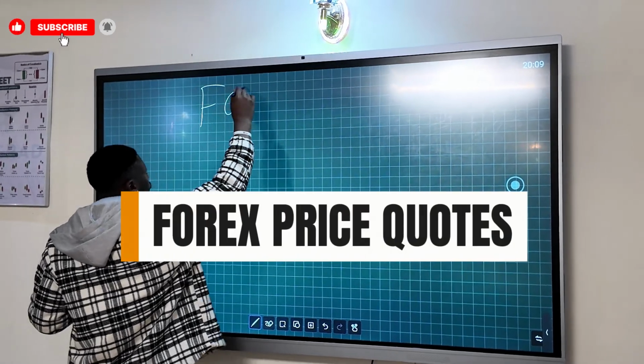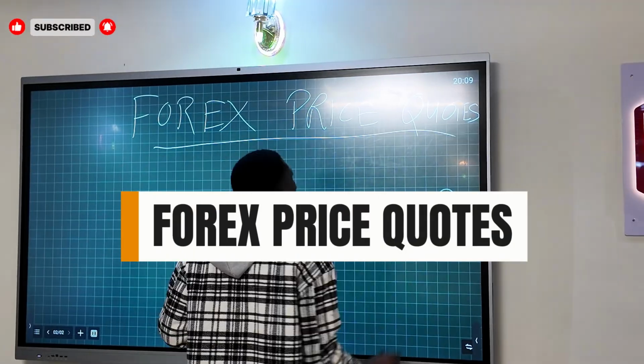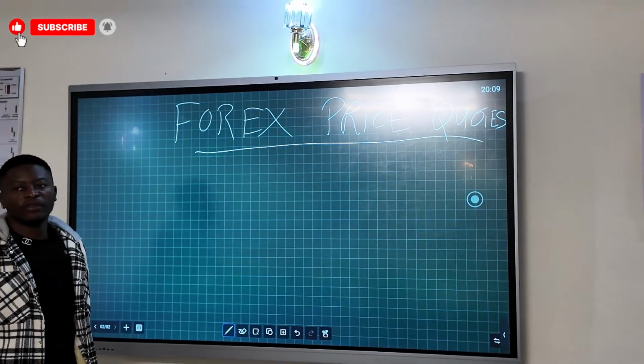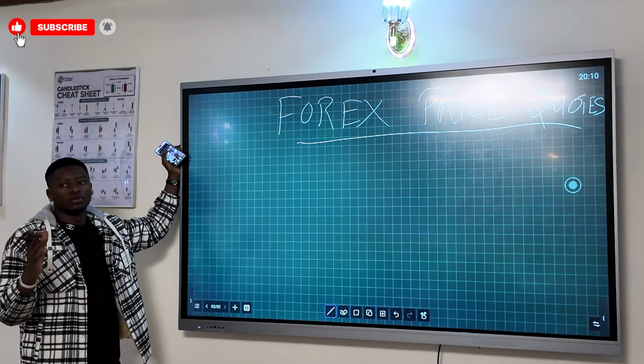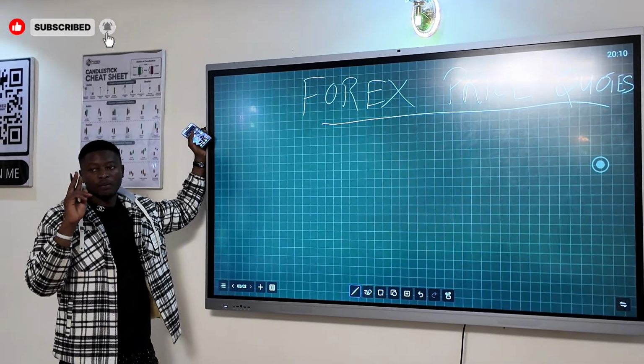Look at the Forex price quotes. When it comes to the Forex price code, we are basically looking at the difference between the two currencies that make up our pair, right?